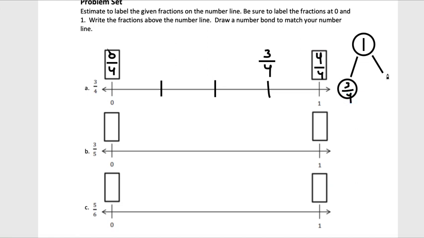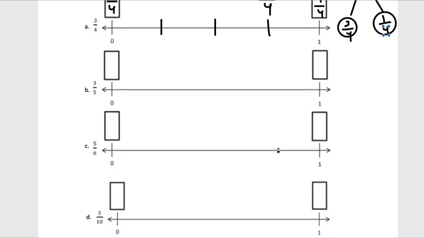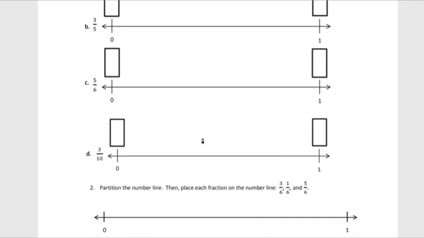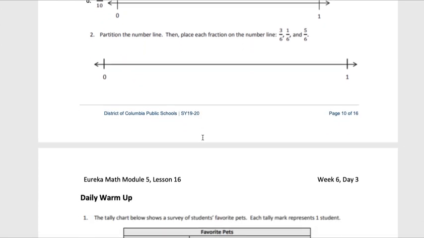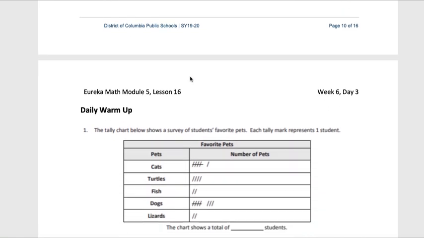Okay, now if our other circle needs to equal 1 whole, how many fourths do I need to add to it? It would be 1/4. So 3/4 plus 1/4 will give you 4/4 or 1 whole. Okay, that's what you will do for the rest of those problems. Partition the number line, then place each fraction on the number line. You guys can do it.